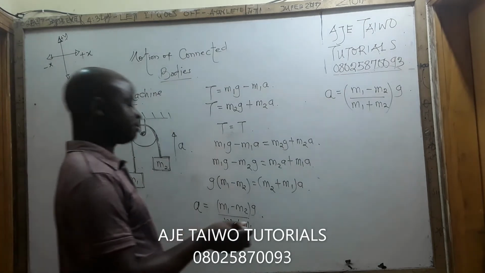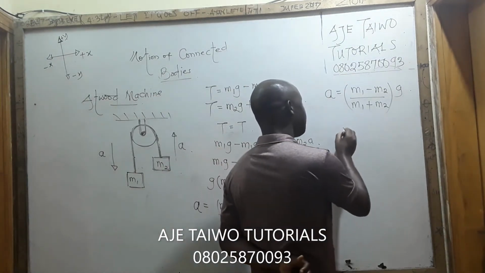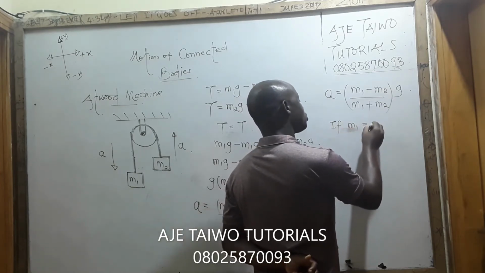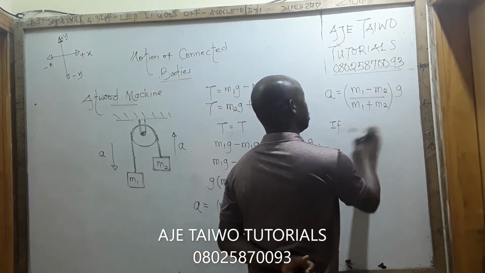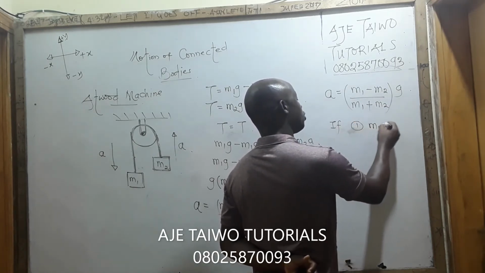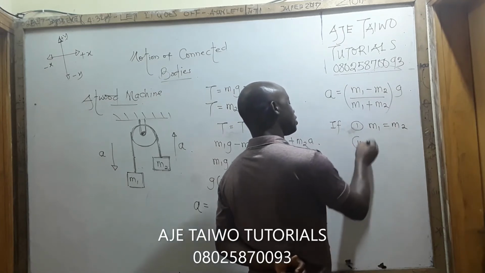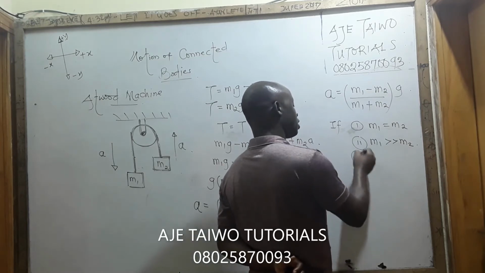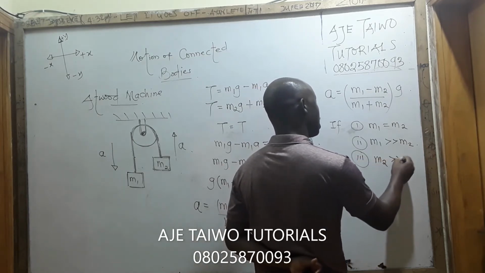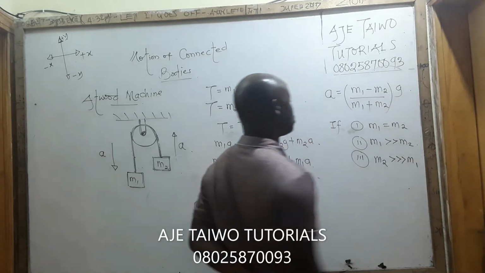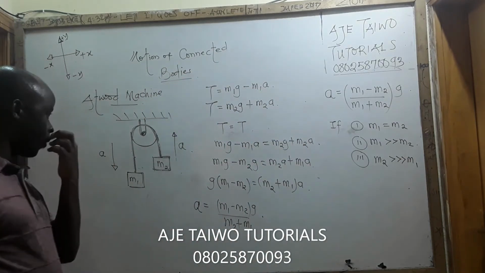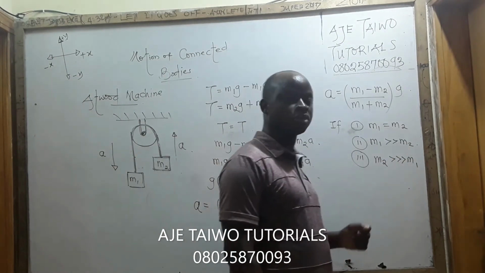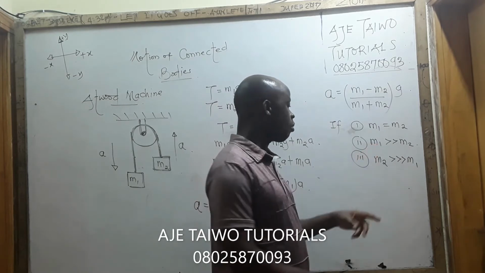Now what happens? Just watch: what happens if M1 equals M2? What happens if M1 is much greater than M2? What happens if M2 is much greater than M1? What happens in all these cases?